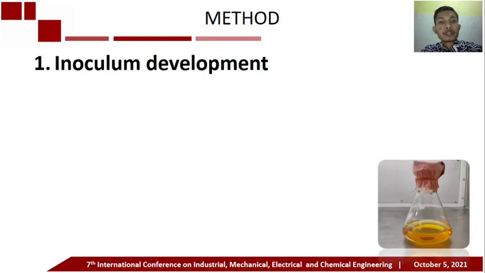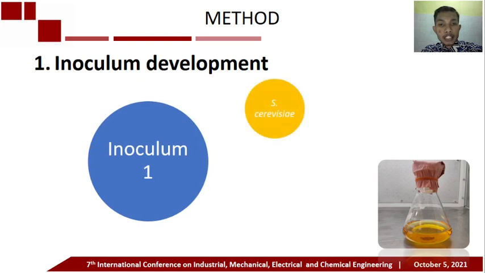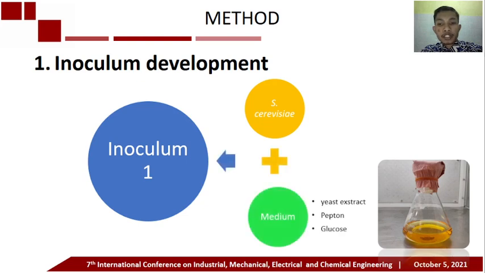Inoculum development. The inoculum was developed in two steps. This is inoculum 1 and inoculum 2. Inoculum 1 was developed by inoculating 1 OC Saccharomyces cerevisiae into 100 ml medium. Medium made from yeast extract, peptone, and glucose.